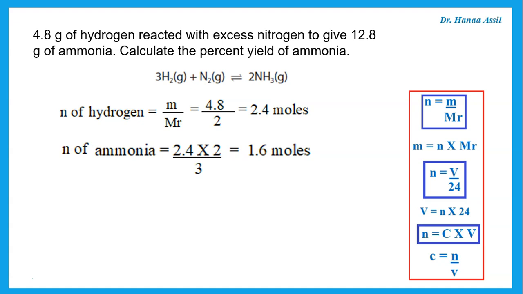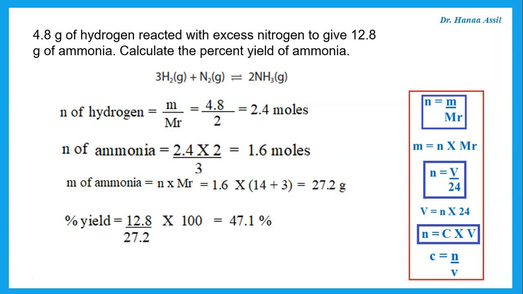So if I have 2.4 of hydrogen, how much ammonia? So that is 2.4 times 2 over 3, that's number of moles of ammonia. And then we need to get the mass, number of moles times MR. That is what we should get. That is the theoretical mass. So the percent yield is what they actually got, 12.8, over what they should get, the theoretical yield that we calculated, times 100.